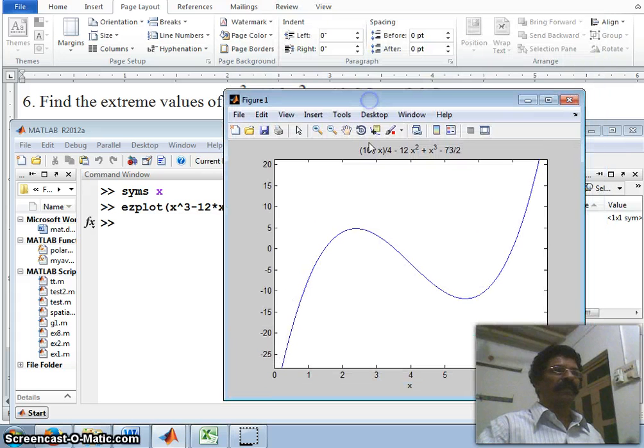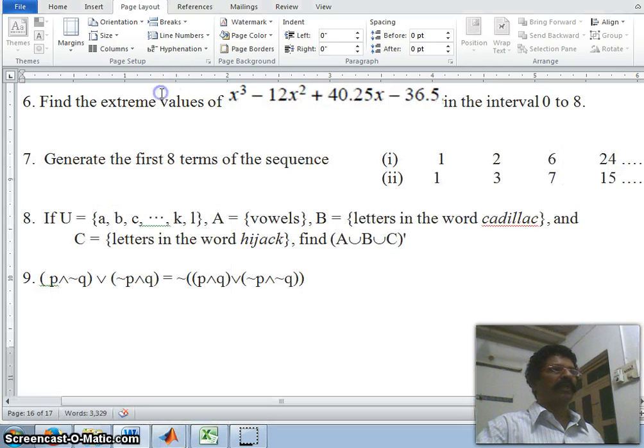From this I can find the maximum value. Use the data cursor, and it's almost this one. You can see that the maximum value is 4.8. Likewise, I can find the minimum value, at about -11.8. Almost this one is the minimum value. So this is the maximum and minimum value for the given curve. That finishes question number 6.